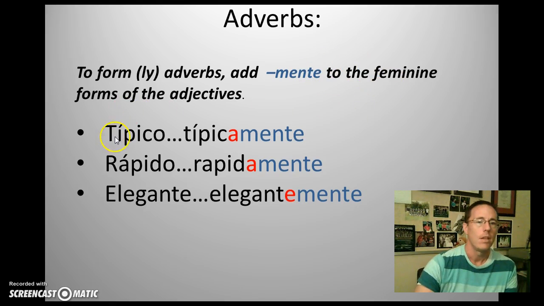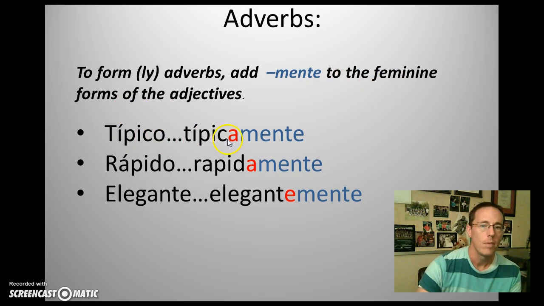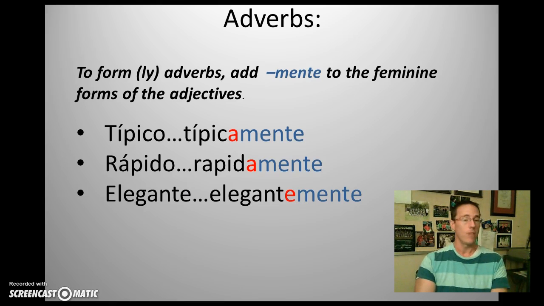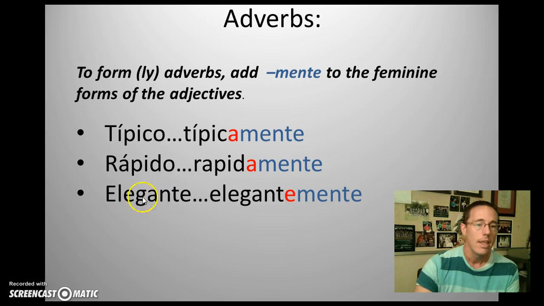For example, típico, the word for typical, becomes típicamente. Rápido, meaning quick or rapid, would be rápidamente, for rapidly or quickly. Now you don't change something that ends in E to an A. So it's already gender neutral. So technically it's both genders already, and you don't have to worry about it. So elegante, elegant, becomes elegantemente.